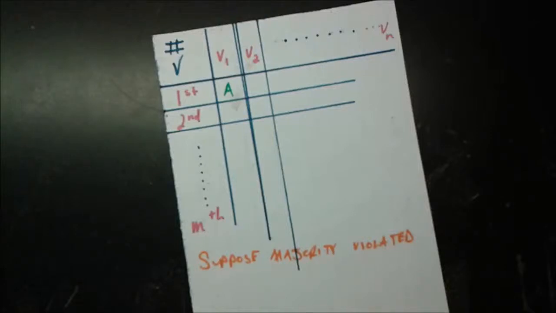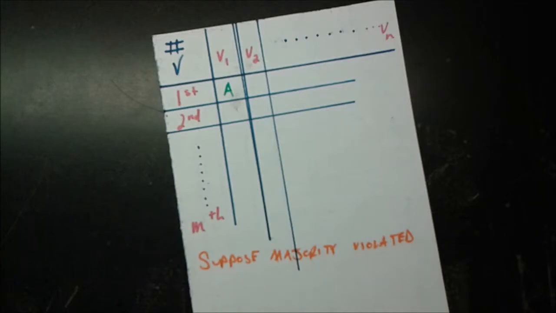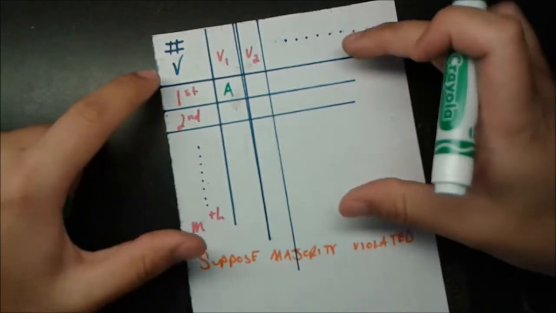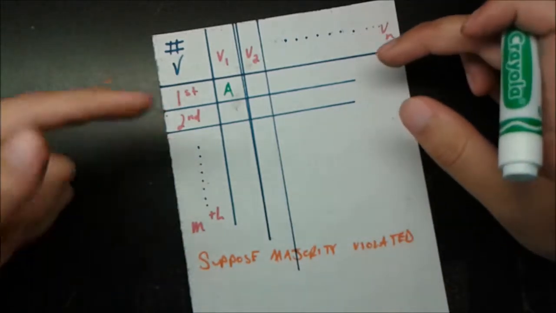This video is going to show why violating the majority criterion automatically violates the Condorcet criterion. So let's just make it short. Let's see how it works. Here I've written a possible table, and this is just our table that we've seen before.